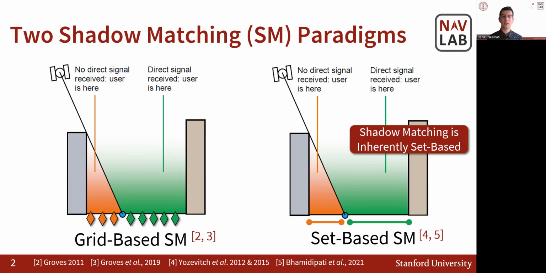Now, Jozevich et al. produced an early form of set-based shadow matching based off of rastering in 2012 and 2015, but it wasn't really able to compete with grid-based shadow matching in terms of computational efficiency or the quality of the map. In contrast, our co-authors independently produced set-based shadow matching at last year's ION GNSS+, where the whole framework is completely set-based. So even the map itself is set-based.